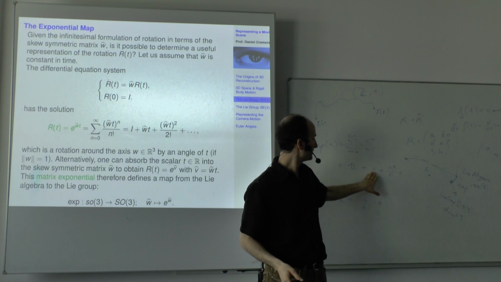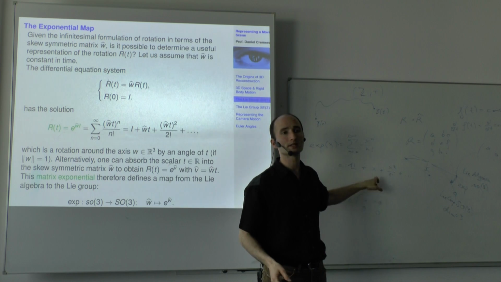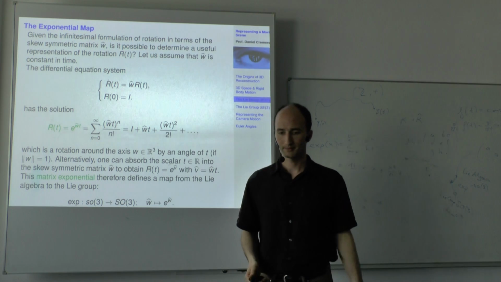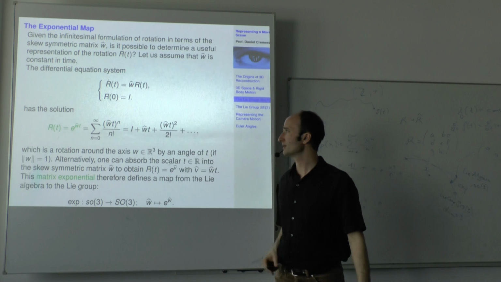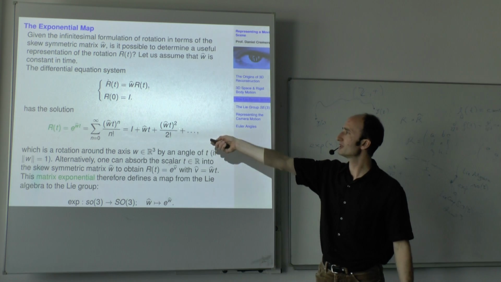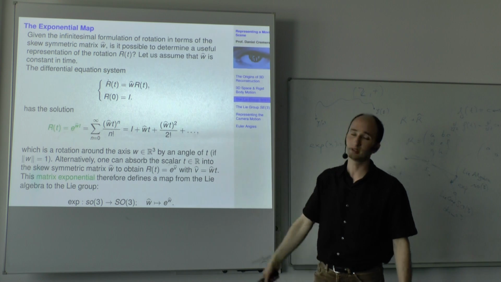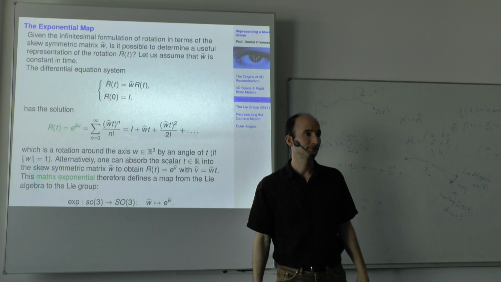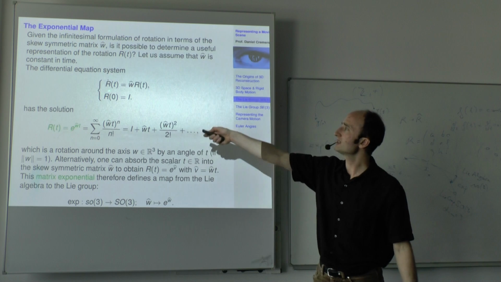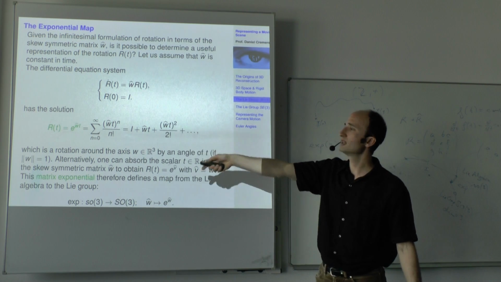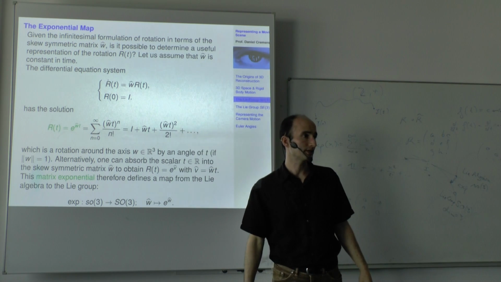Again, you see the first order approximation is then 1 plus the skew-symmetric matrix. So here I wrote it down again. This is the definition of the exponential function applied to w hat times t. And you can check, if you insert that into this expression, it solves your equation system.